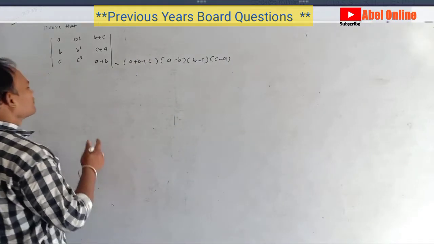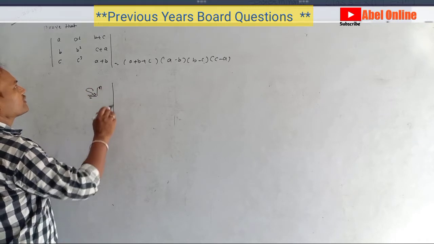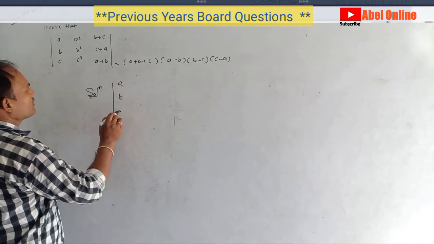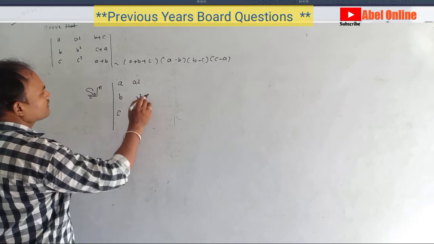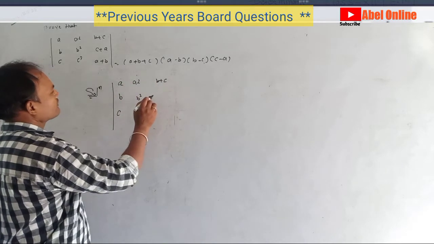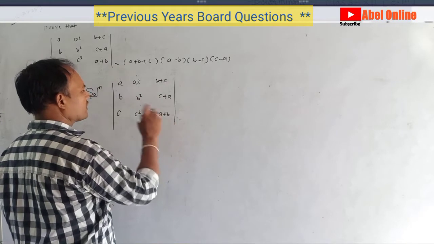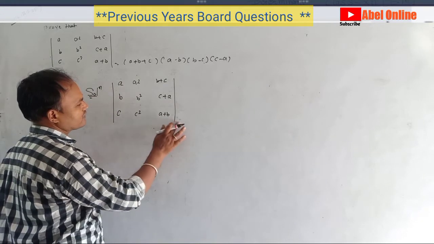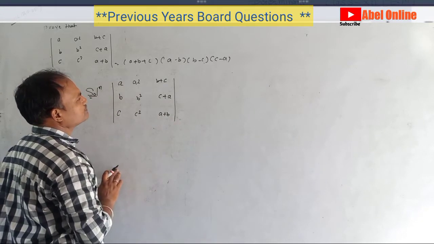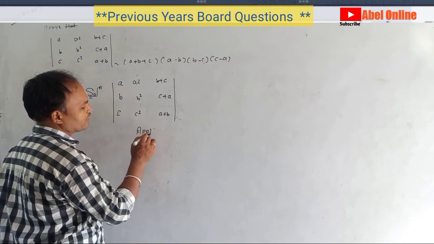First I am going to write the solution, so I write the question again. It is a, b, c; a square, b square, c square; a(b plus c), b(c plus a), c(a plus b). Okay. Now we can apply an operation.